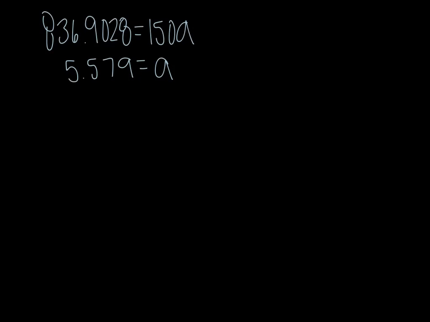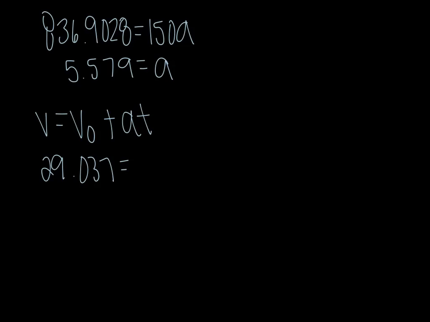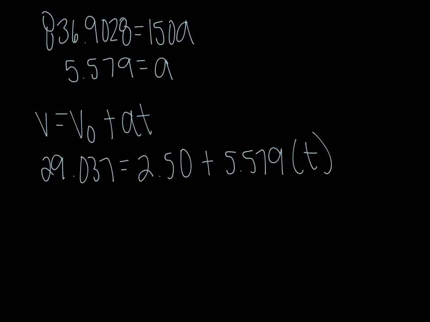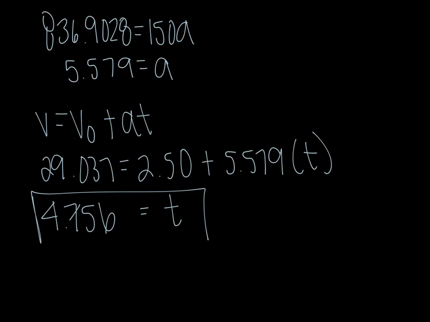You're going to use the equation v equals v initial plus a times t in order to solve for time. V final, again, is what we solved for in the first one. So 29.037 equals v initial, which is that 2.50, plus 5.579, your acceleration, times t. If you simplify, subtract the 2.50 from both sides and divide by 5.579, then t equals 4.756, and that will be your answer for the second one. Hope that helps.